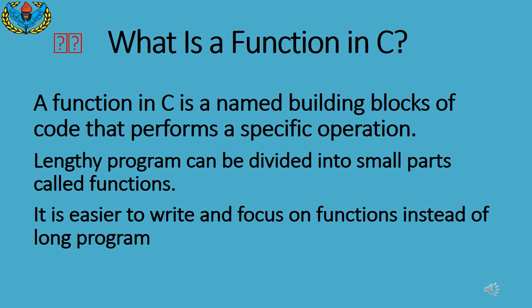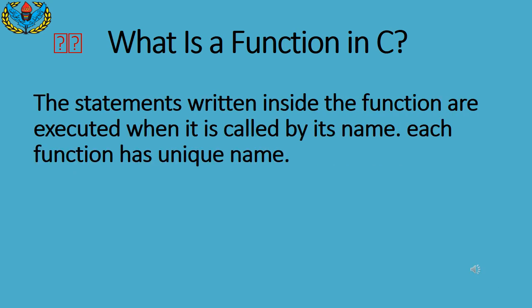What is a function in C? A function in C is a named building block of code that performs a specific operation. A lengthy program can be divided into small parts called functions. It is easier to write and focus on small functions instead of a long program. The statements written inside the function are executed when it is called by its name. Each function has its own unique name.